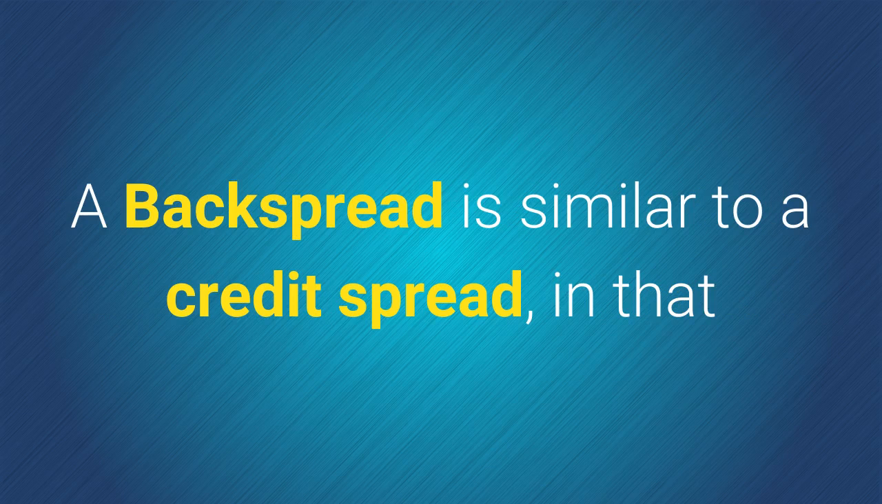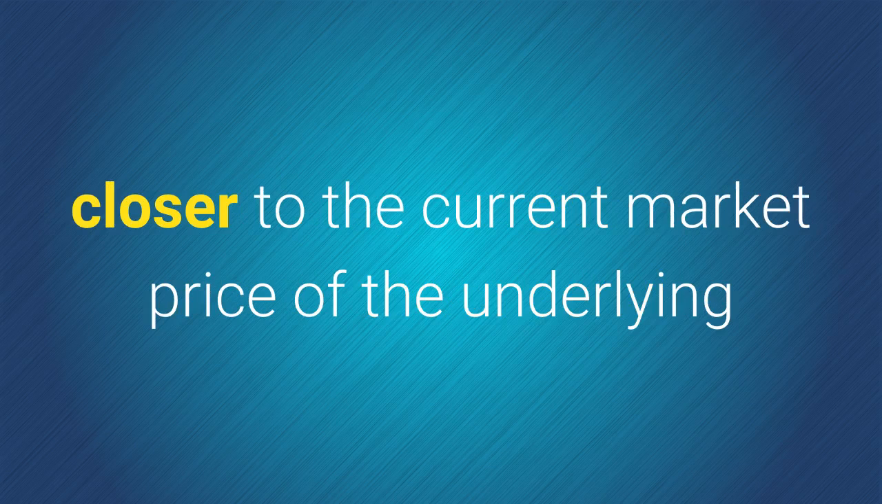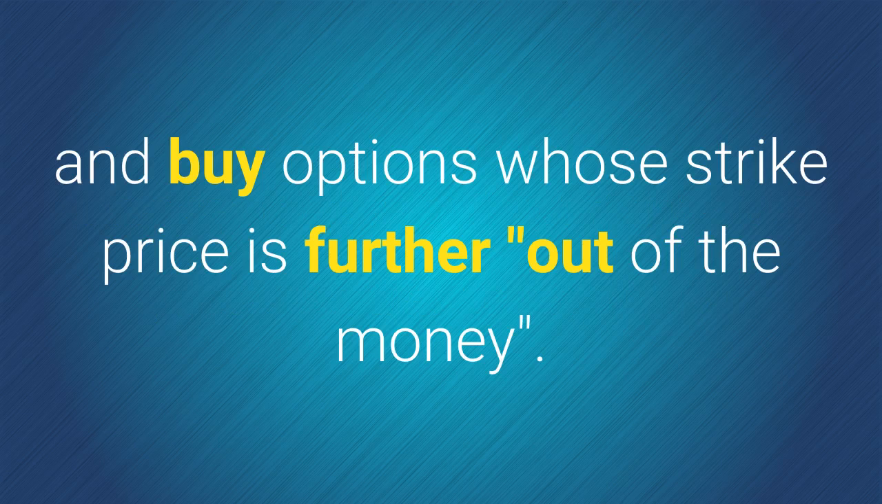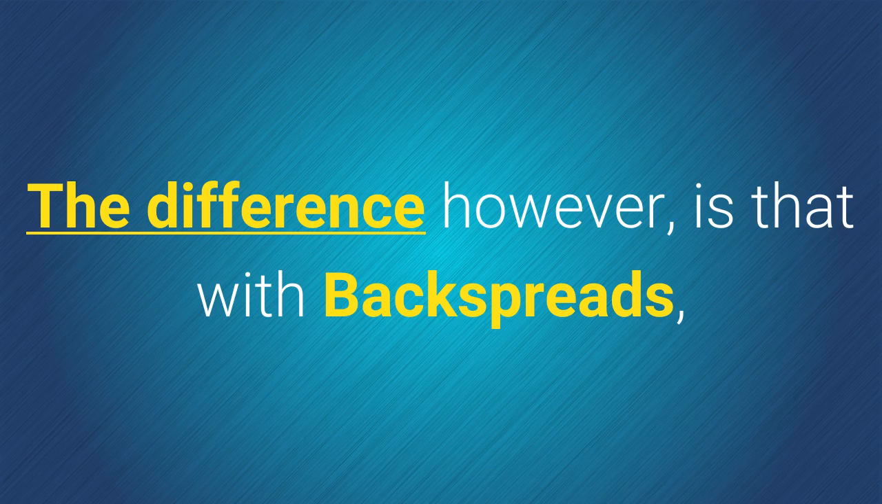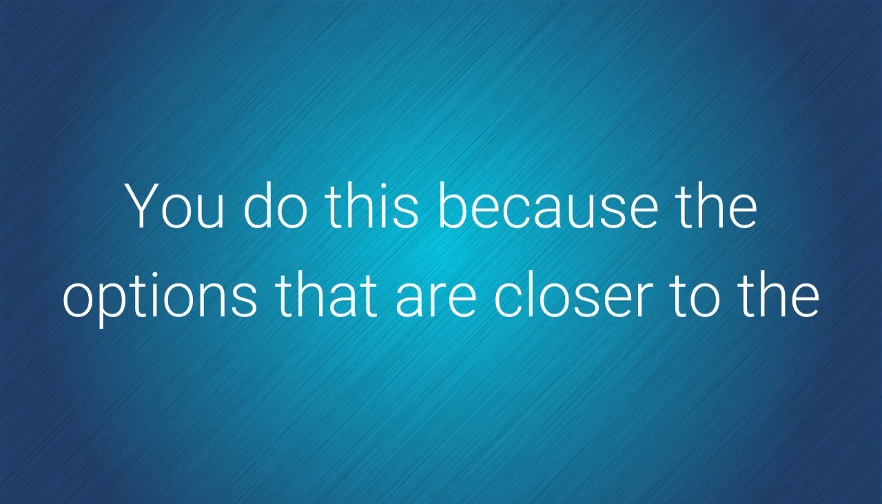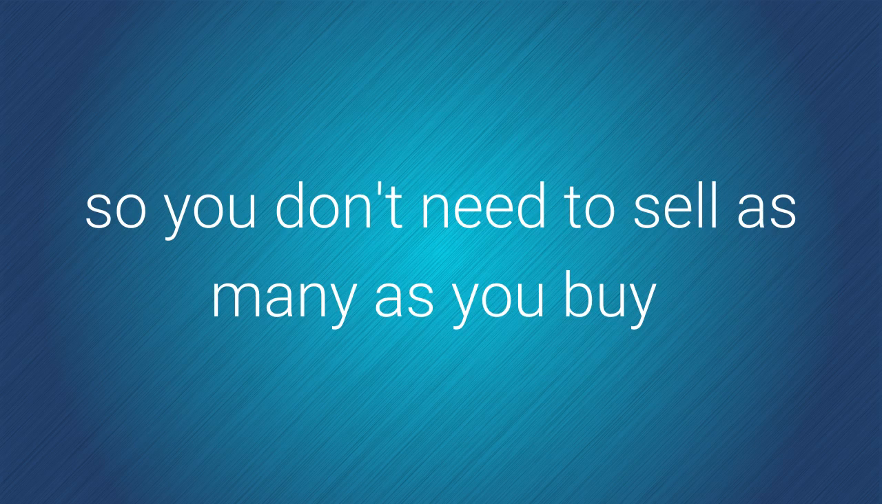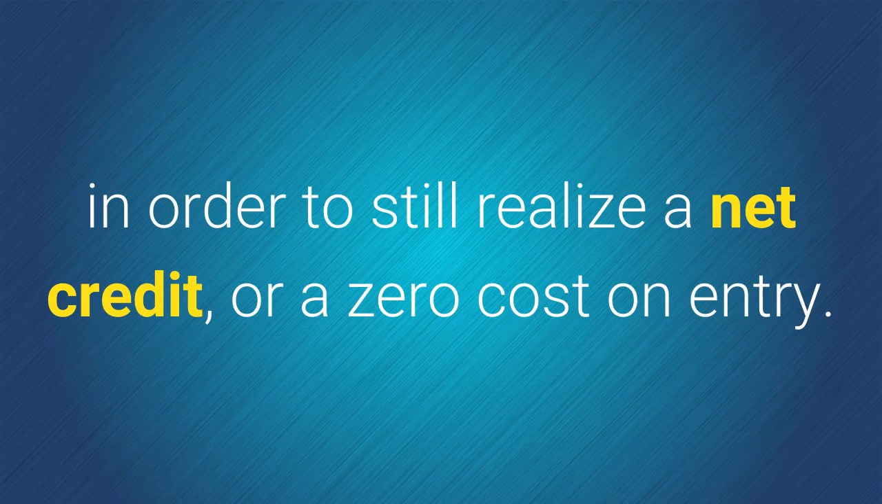A backspread is similar to a credit spread in that, in both cases, you sell options whose strike price is closer to the current market price of the underlying and buy options whose strike price is further out of the money. The difference, however, is that with backspreads, you sell fewer positions than you buy. You do this because the options that are closer to the money will be more expensive than those further away from it. So you don't need to sell as many as you buy in order to still realise a net credit or a zero cost on entry.